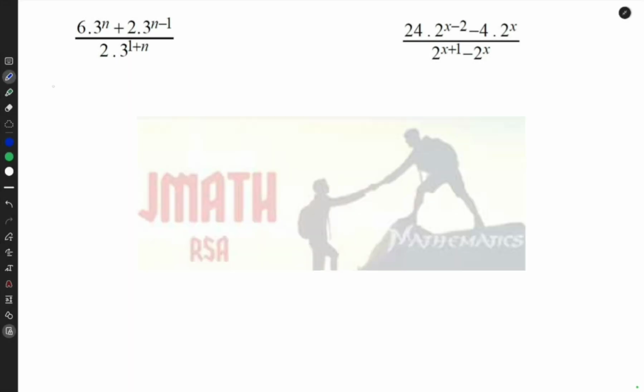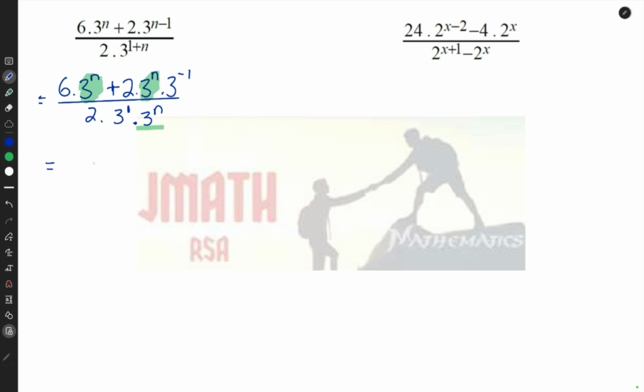Step 1, give each exponent its own base. So that's 6. I do not need to prime base this 6 because it doesn't have a variable. You can, but it's just going to be a waste of time. So plus 2 times 3 to the power n times 3 to the power minus 1. The bottom, 2 times 3 to the power 1 times 3 to the power n. My common factor in this case, 3 to the power n, and it's there at the bottom as well, so it will be able to cancel out.